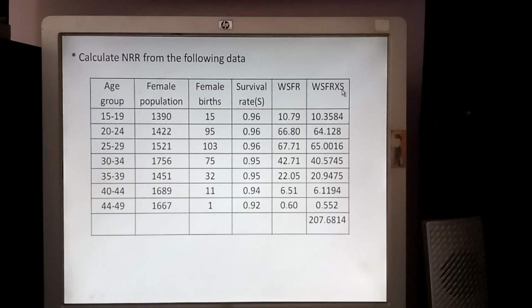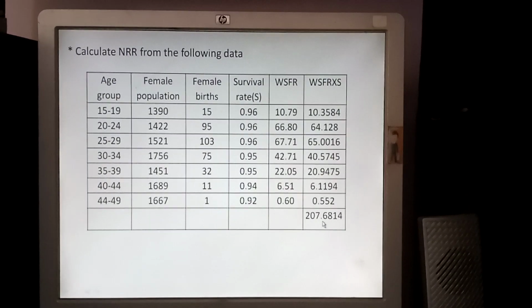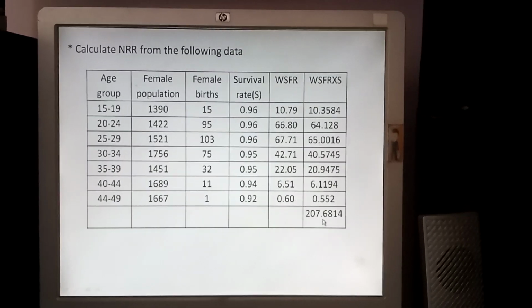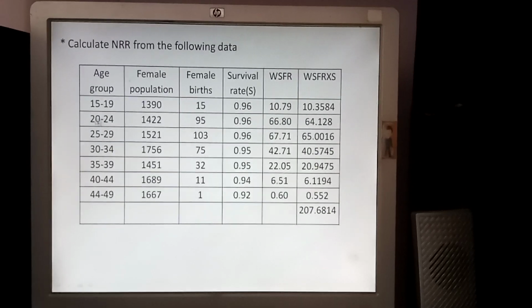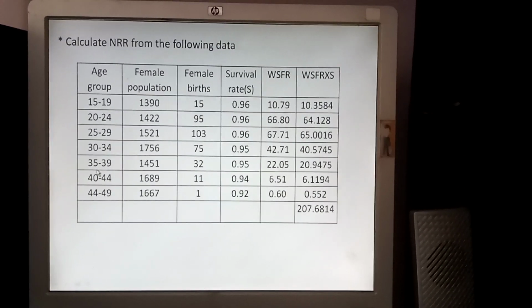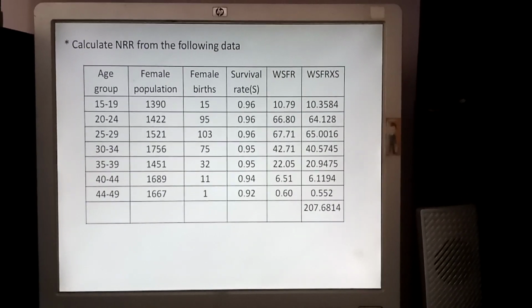So as you know, the WSFR into S column total should be obtained. Here we have obtained the total. It is multiplied by 5. Here 5 means the width of the age class, so 5 into this number gives us the NRR value.